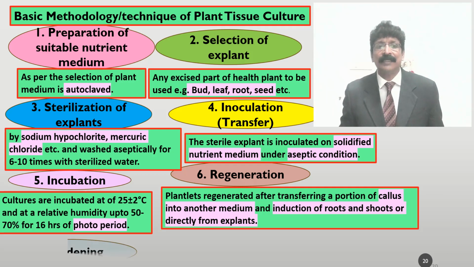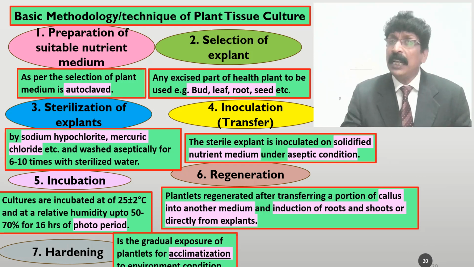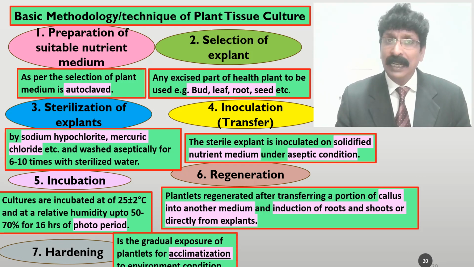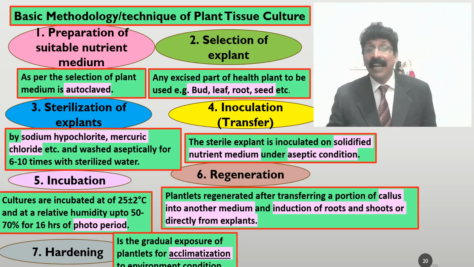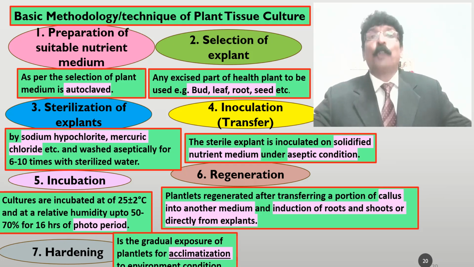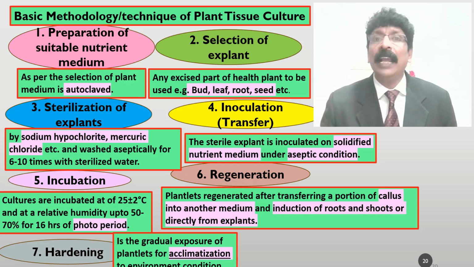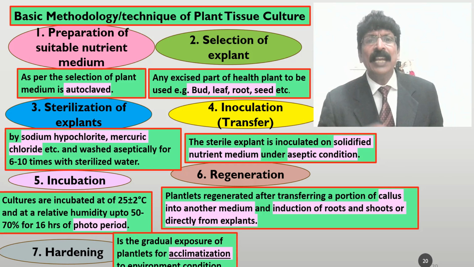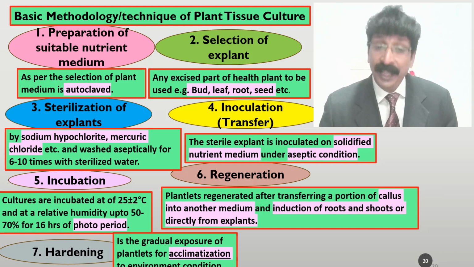That is regeneration. Number 7, hardening is the gradual exposure of plantlets for acclimatization. Acclimatization means the environmental conditions for a plant to develop normally outside. But here also you need to give an acclimatization to the environment condition. That is called hardening. So an interesting word which the student should know. What is acclimatization in hardening?